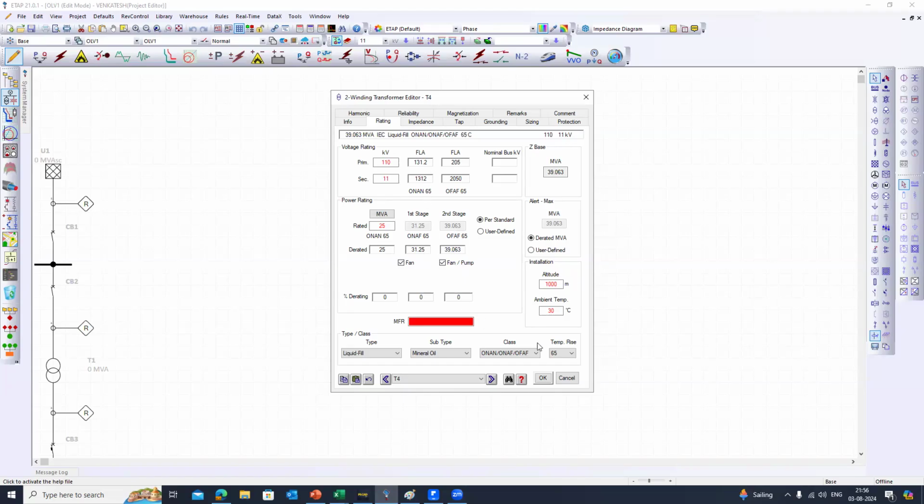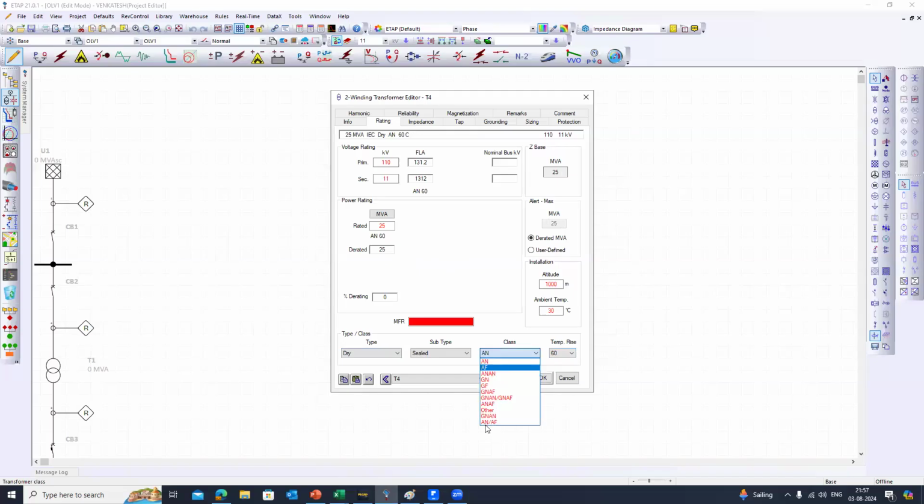Okay. And depending upon the temperature rise that is allowed, 65 degree, the total temperature rise is 30 plus 65 degree, that is 95 degree. Whereas if you select the dry type transformer, here the temperature rise will be 60 degree. Here also you have different options.